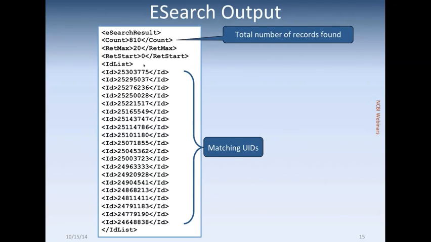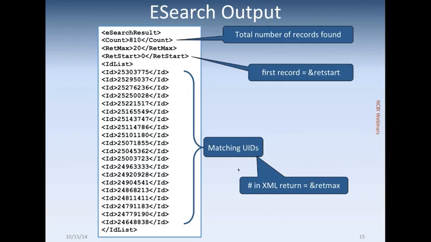And retstart is, again, the identifier of the initial element in the return set. So 0 is the first element. So I could increase this element if I wanted to look further down into the result set and get a different set of IDs back. Also, the number of matching IDs here, again, is retmax. So if you set retmax to 20, you'll get 20 IDs returned in the XML.